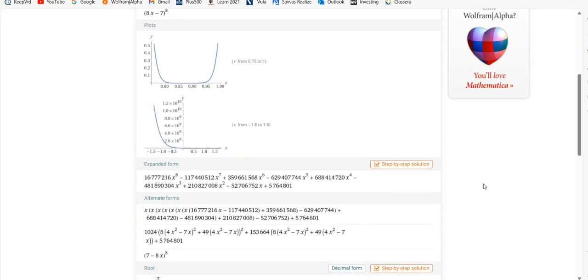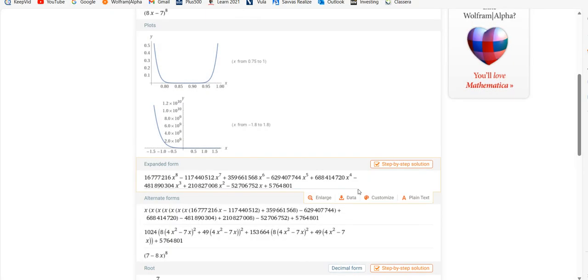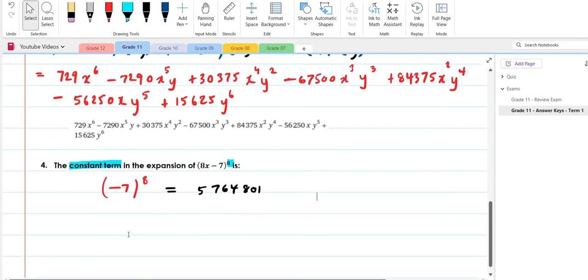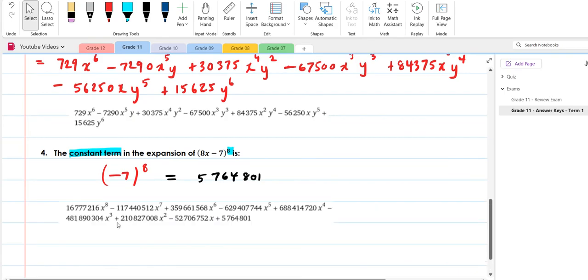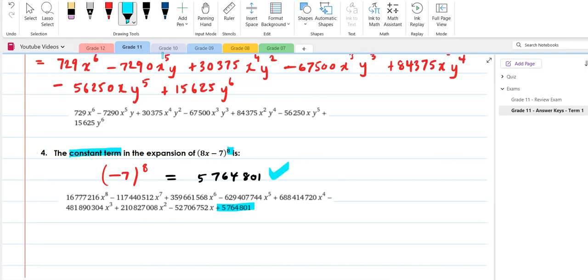Yes, so we are looking for the constant term. Constant basically means a term that contains no variable, just numbers only. So the term that contains no variables, or is just a constant, is the last value, and you can see that's what it is. And how do we get the last value? Minus 7 to the power 8. So you don't need to work out everything, we just need that particular value. That's what a constant means, no variables. Constant term means no variables in this case.